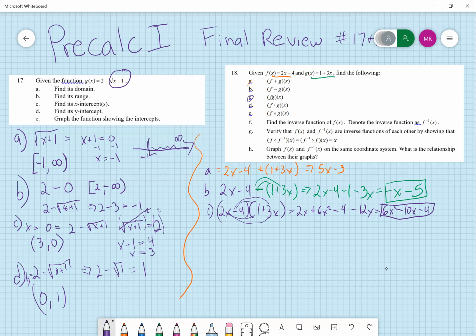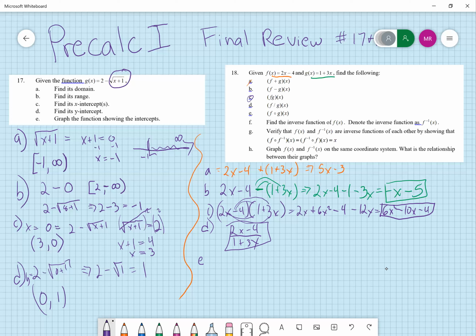Now D is division. And it's f of x over g of x. We need to just remember which one goes in the numerator and which one goes in the denominator. And in this, we get 2x minus 4 over 1 plus 3x. There's not any simplification we can do really besides pulling a 2 out of the top. And so that's our division.